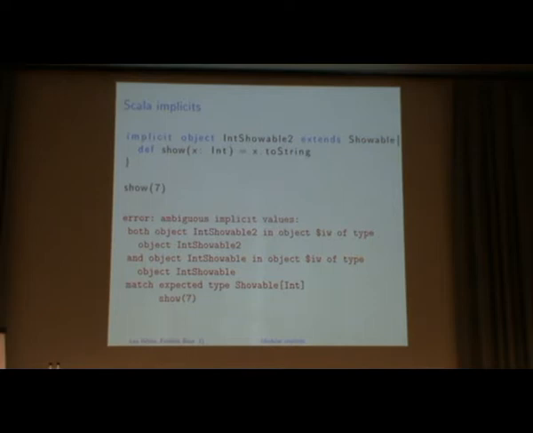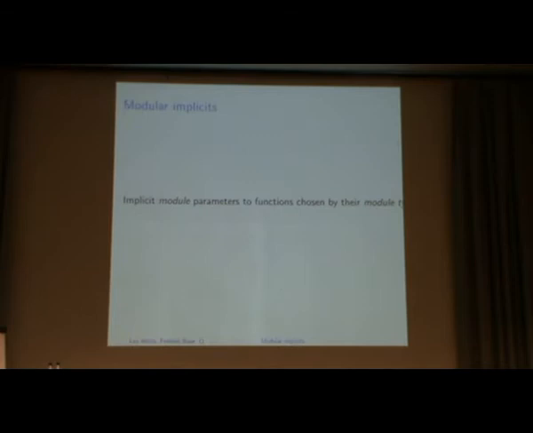So that's promising, so let's try to convert that across and use it in OCaml. The idea is essentially to have implicit module parameters to functions, which are chosen by their module type.